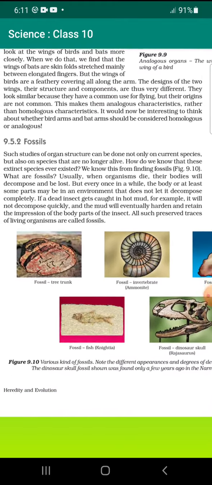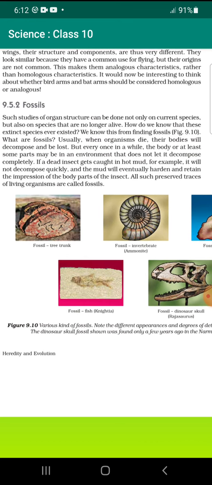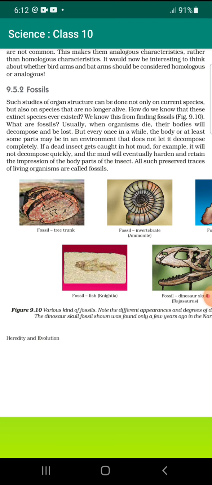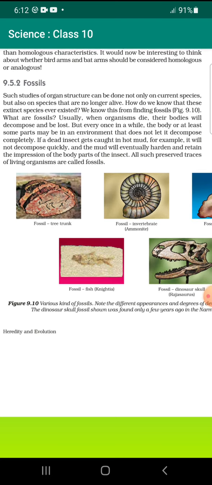the wings of birds are feathery, with a feathery covering along the arm. The design of the two wings, structure and components, are thus very different. They look similar because they have a common use for flying, but their organs are not common. This makes them analogous characteristics rather than homologous characteristics.